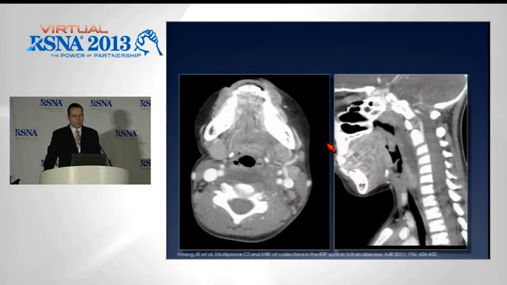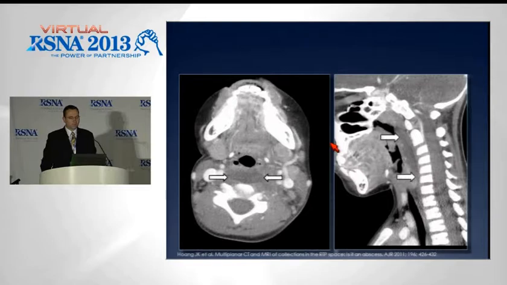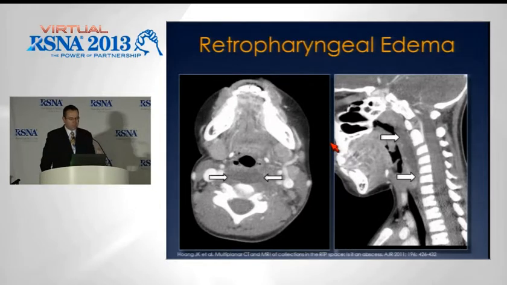Speaking of which, we have 2 views from a contrast-enhanced CT scan, which shows fluid density in the retropharyngeal space. But notice the difference from what we saw on the true retropharyngeal abscess. There's no rim enhancement. And if we look on the lateral view, the superior and inferior edges somewhat taper. This is retropharyngeal edema. There's a nice paper by Hoang et al. from AJR back in 2011 describing, is it an abscess, or is this just edema? You do not want to drain this.